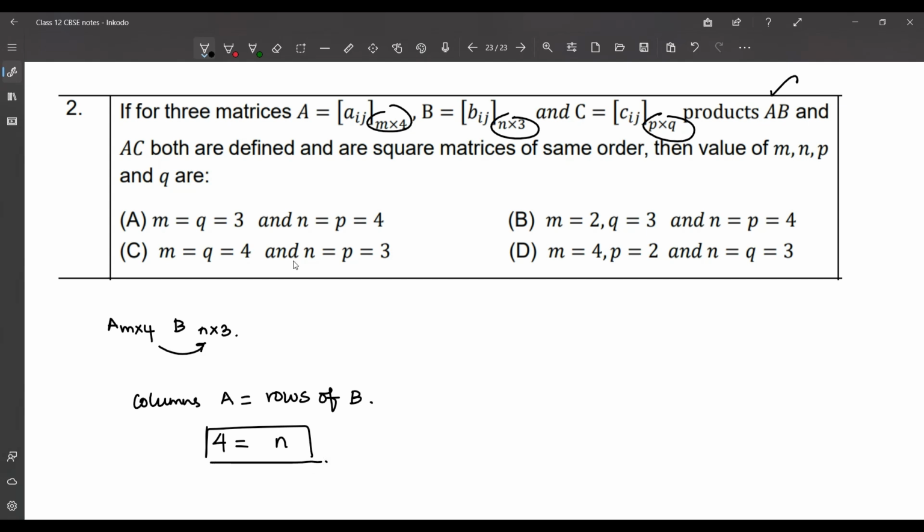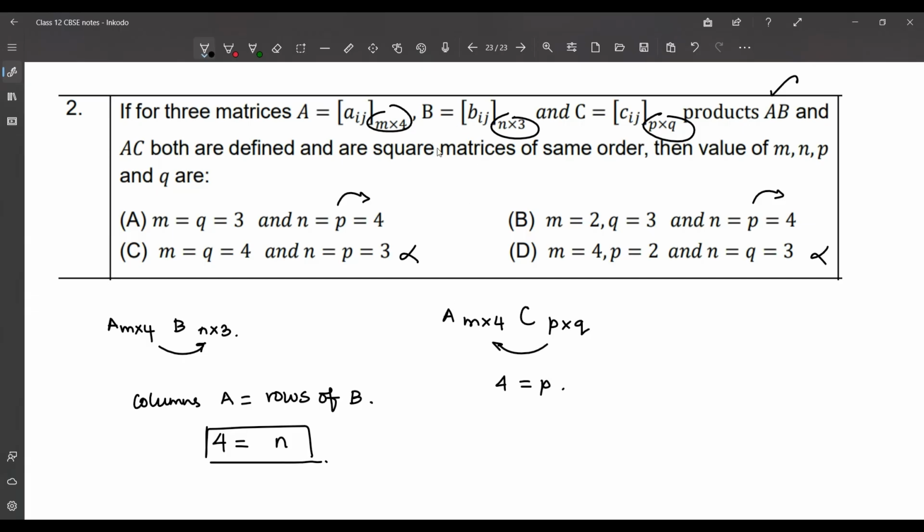Okay. So we can rule out some options. N is equal to 3 is incorrect. So next is AC is also defined. So A is m cross 4. C is p cross q. So we can also find that 4 is equal to p. So any option that says otherwise, so we have p is equal to 4. There is no such option where p is not equal to 4. So we have A and B still eligible to be the correct options. We'll have to dig further.